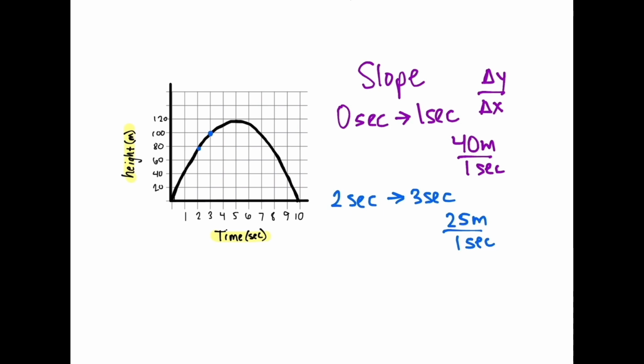Which one is changing at a faster rate? If you thought between 0 seconds and 1 second, you're right, because 40 meters per second is a bigger slope than 25 meters per second.